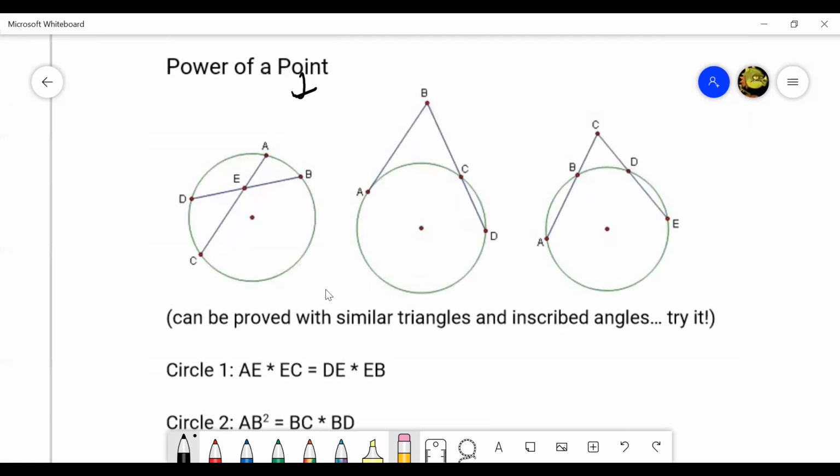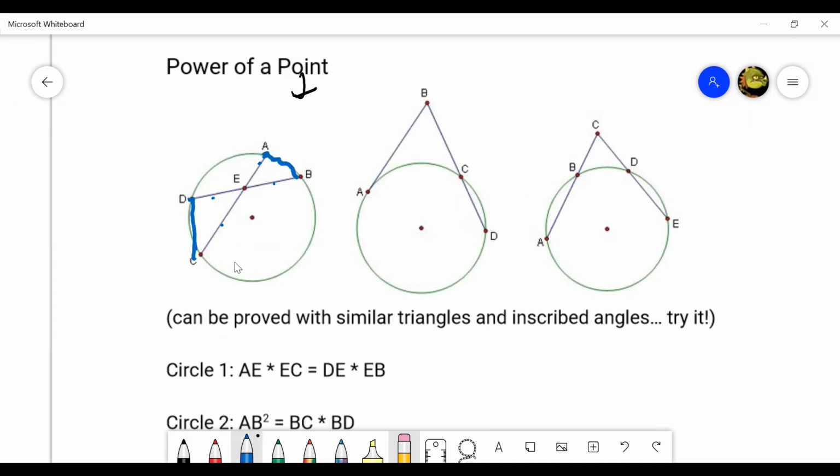So you have AE, EC, DE, ED. You can think of these as just the two sides of a segment that are split. The product is always going to be the same. And the reason why this is true is because of similar triangles.